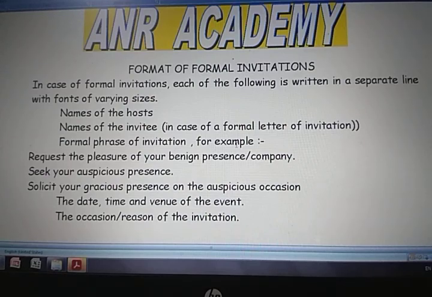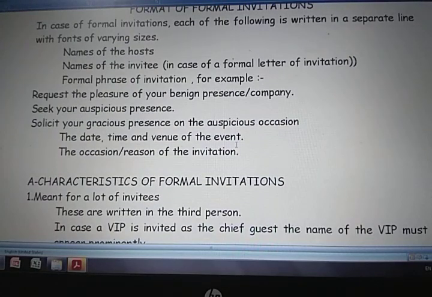You should mention the time, at what time they are supposed to come, and where they are supposed to come, venue also. And what is the occasion? What is the reason for the invitation that is to be mentioned? If it is a housewarming, you have to mention that. If it is a thread ceremony of your son, you should mention that. Or marriage of your daughter, sister, brother, everything. Details you should give.